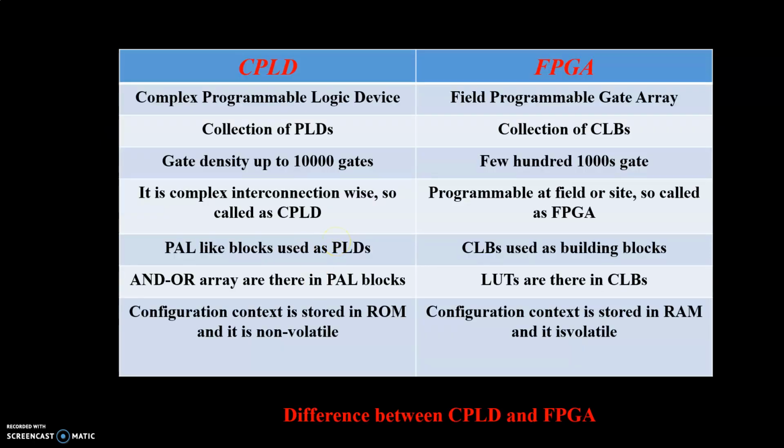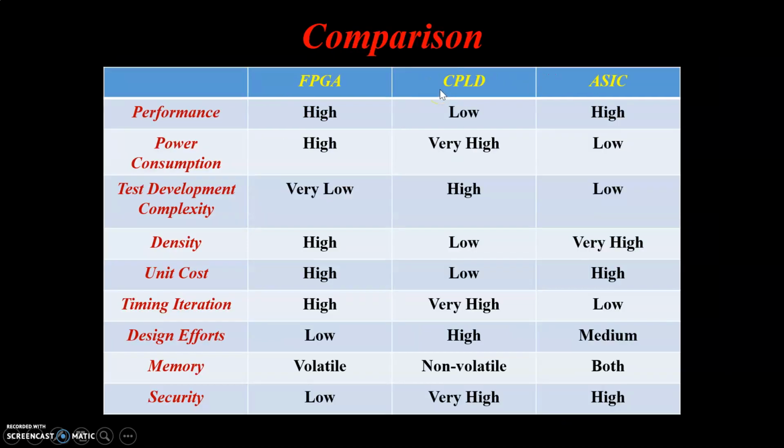This table gives you the difference between the CPLD and FPGA. This is the table of comparison between CPLD, FPGA and ASIC with respect to several parameters like performance, power consumption, test development complexity, density, unit cost, timing iteration, design efforts, memory and security.